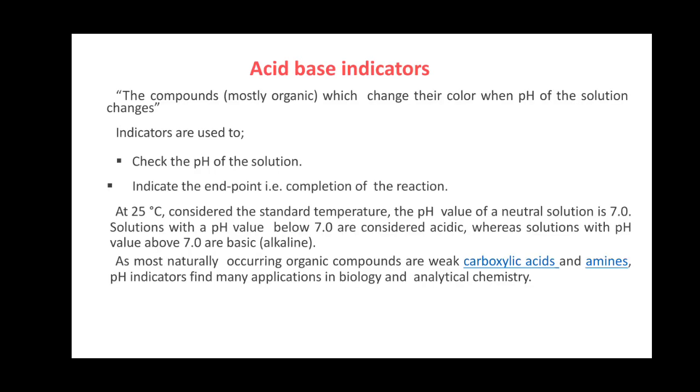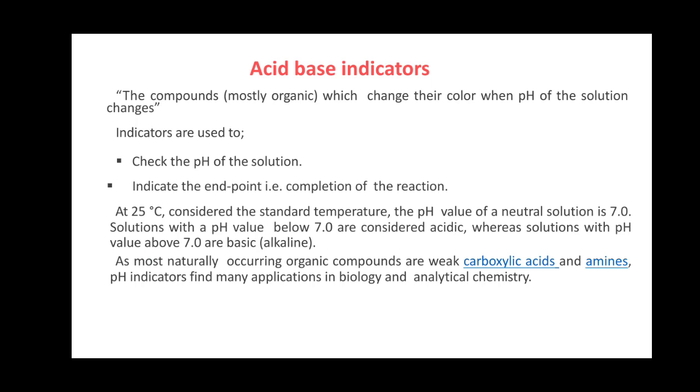So first we'll see the acid-base indicators. These are compounds, mostly organic compounds, which change their color when the pH of the solution changes. So the indicators are used to check the pH of the solution. Whether it is basic or acidic, if we have to know about the solution, we'll be using a pH indicator to check its pH and indicate the end point, that is, completion of the reaction.